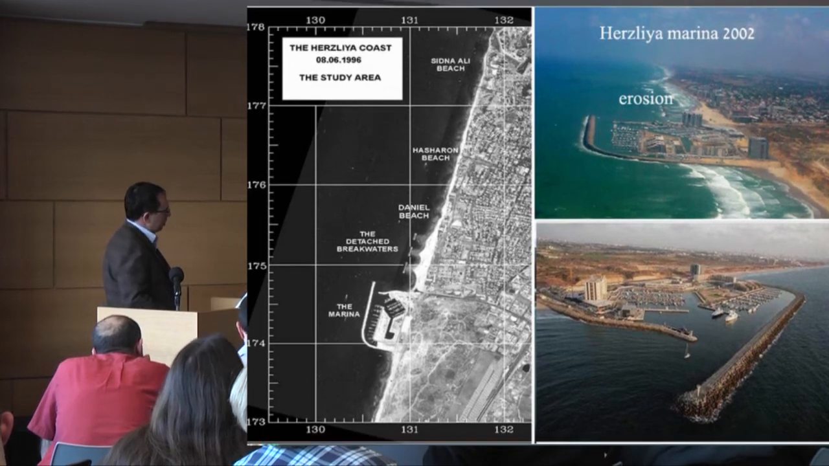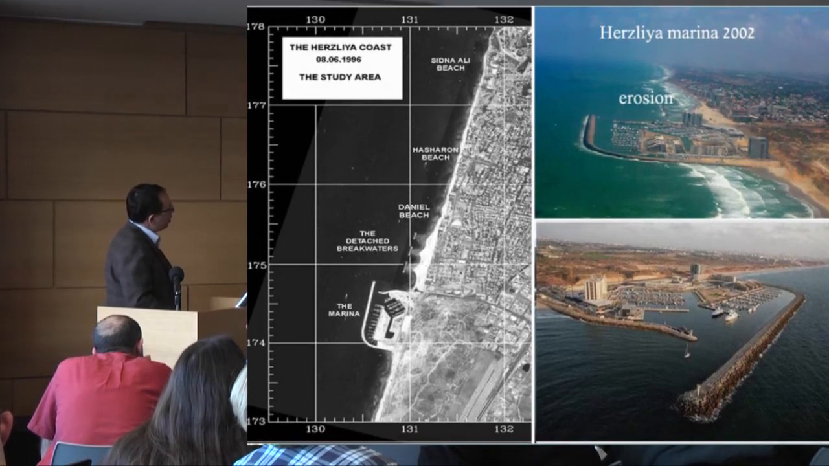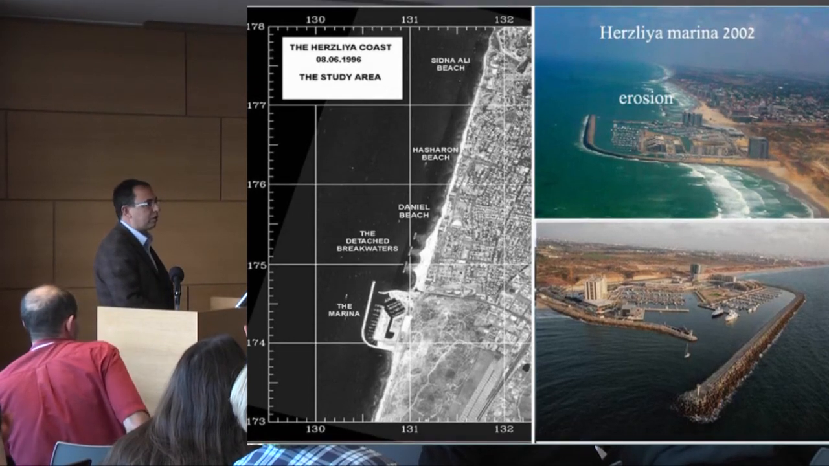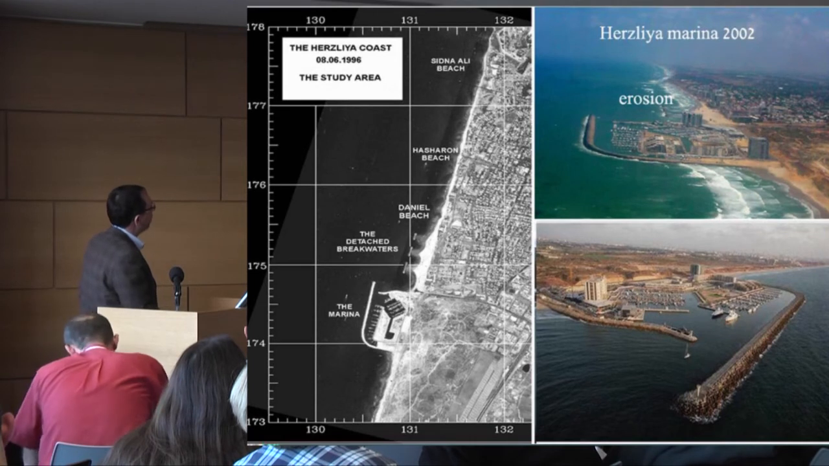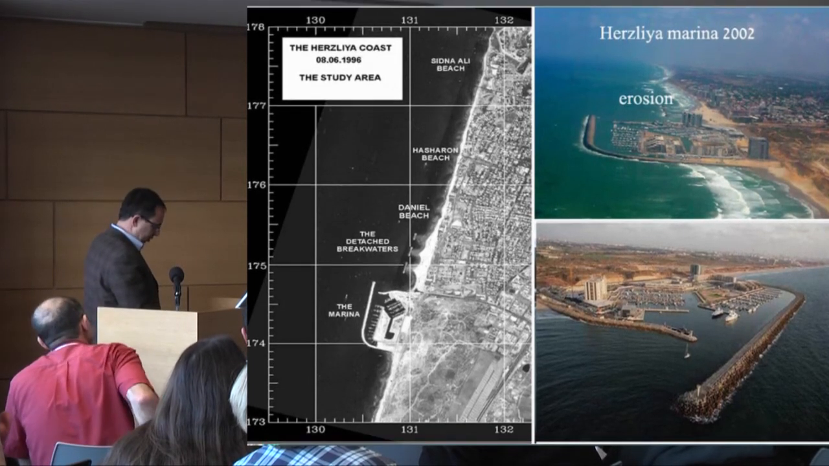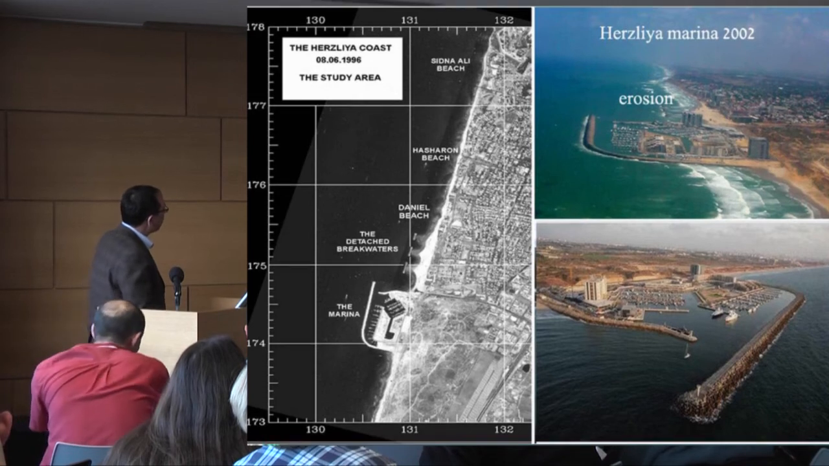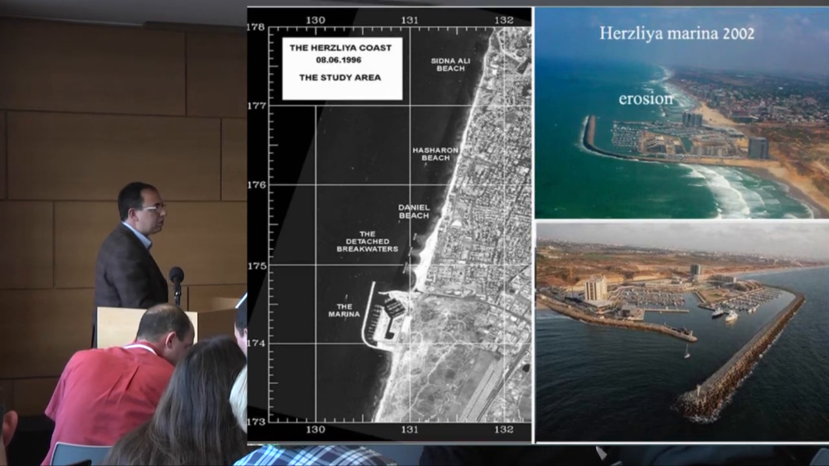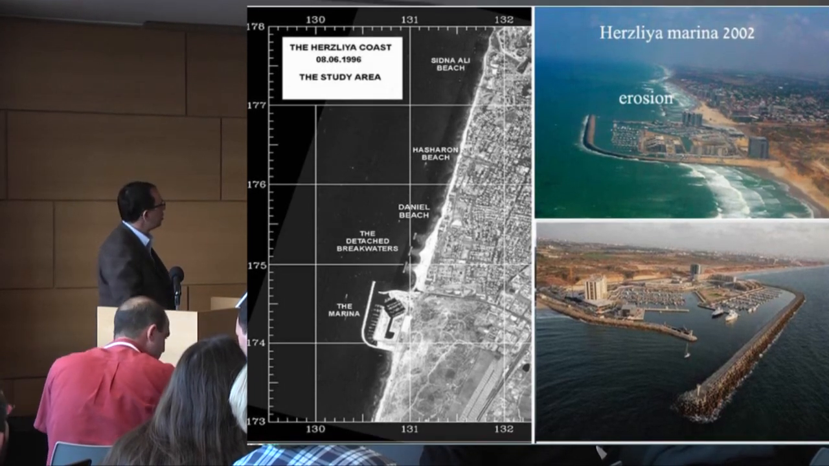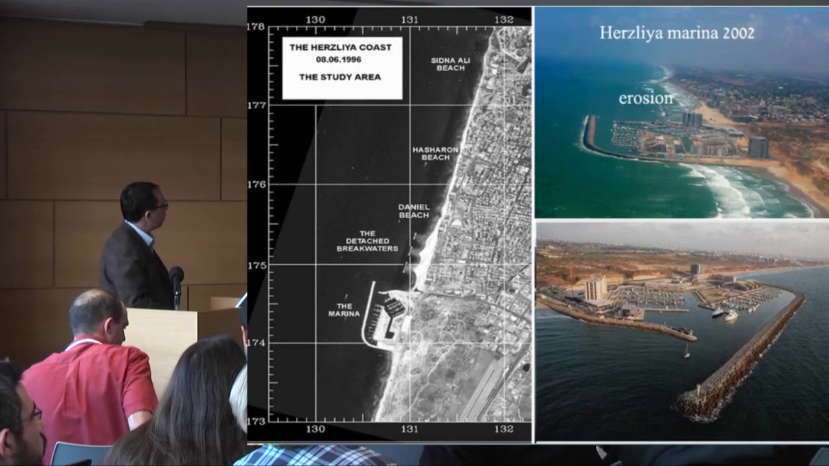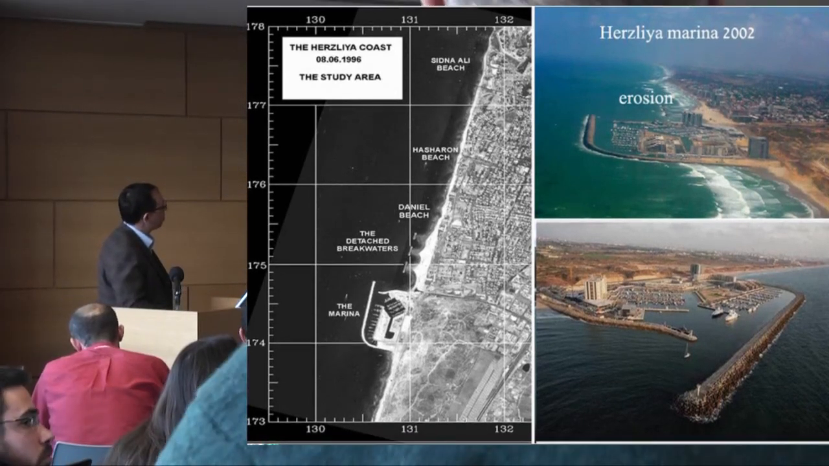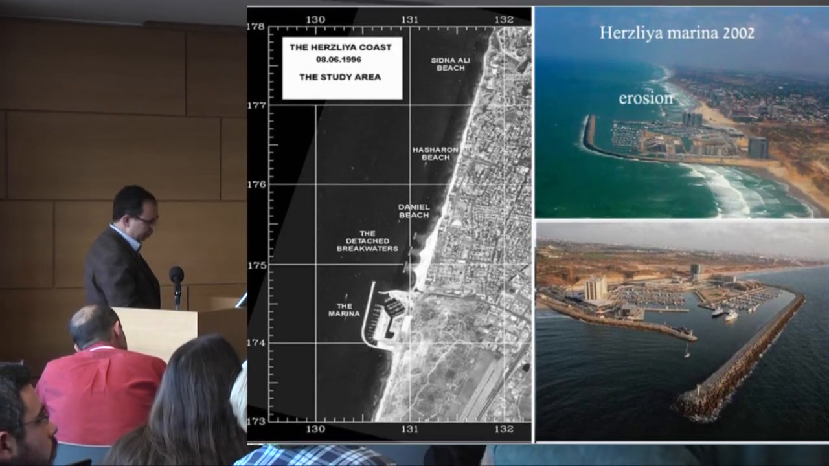The coast of Israel has many marine constructions that were built during the last decades. One of the famous constructions is the marina at Herzliya. It's a modern marina built between the end of 1990 and 1992. And after the marina was constructed, a massive erosion developed north of the marina.